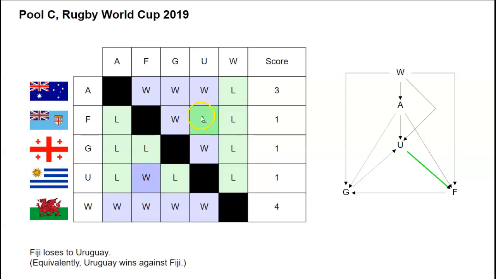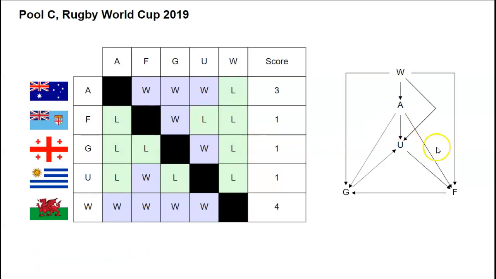And here we've marked that in green because we're hovering over this L here, which from Fiji's point of view is a loss. But for the same game, here we're hovering over the W, which is the same match as a win from Uruguay's point of view, so we've now marked the arrow in blue. So for each match we have an arrow which goes from the winner to the loser.